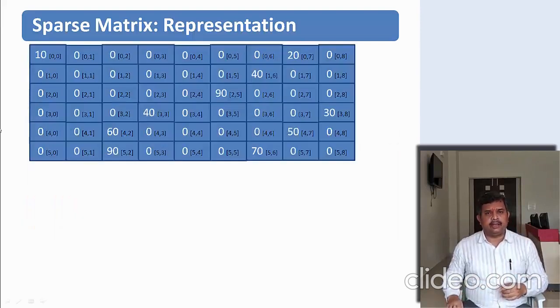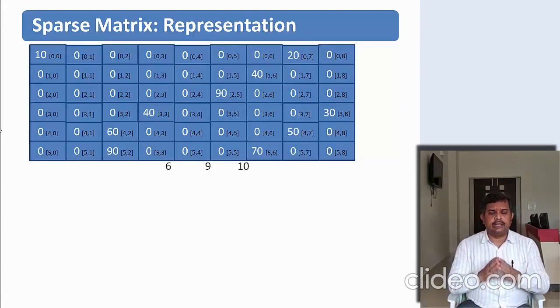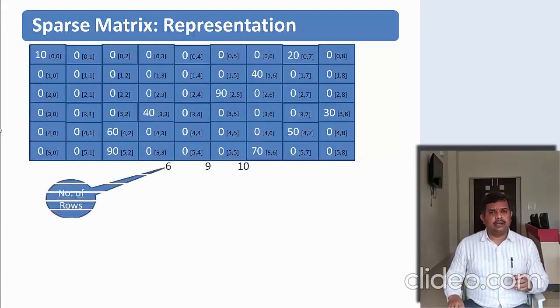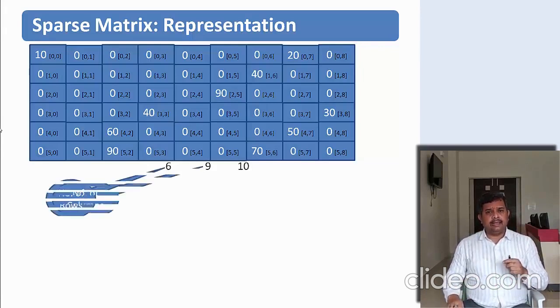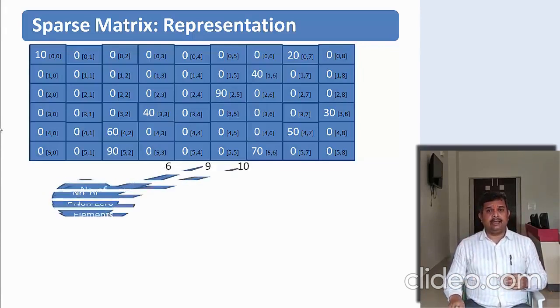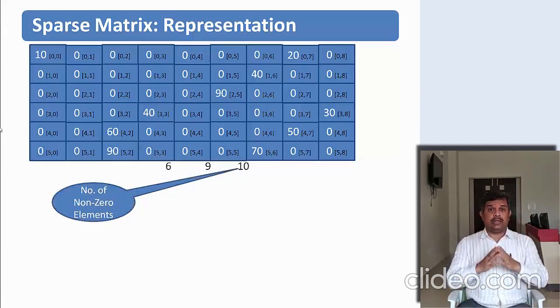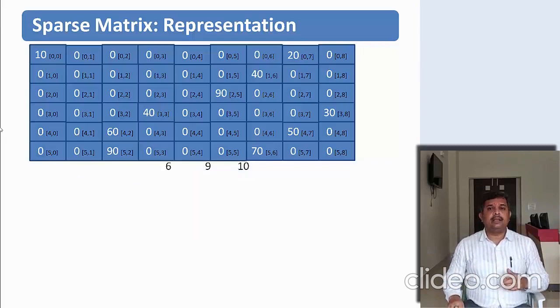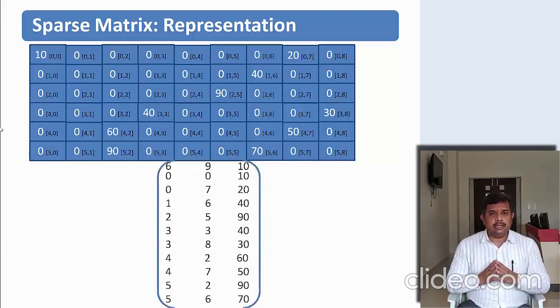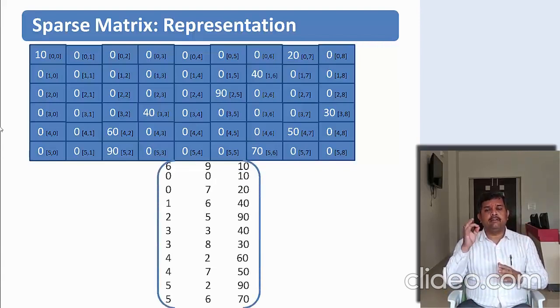If this is the matrix that we are taking, then for this we take the first element in the sparse matrix: 6 indicates the number of rows in the matrix, 9 indicates the number of columns, and 10 indicates that there are 10 non-zero elements in this particular matrix. After that we write the rows and columns where the non-zero elements are present. Here you can see at location 0, 0 the value 10 is present. At location 0, 7 the value 20 is there. Similarly, in the 5th row, second column, the value 90 is located. Like that, this big matrix is represented in this small way.